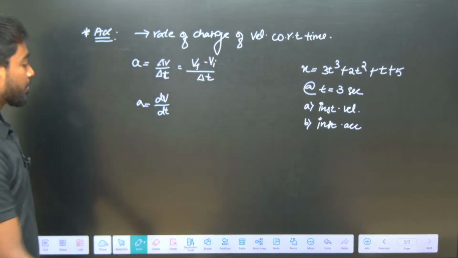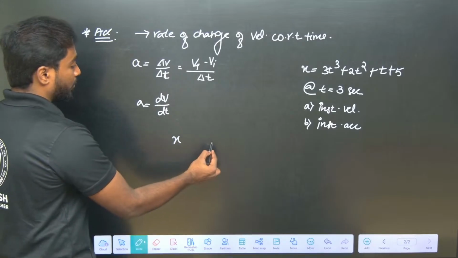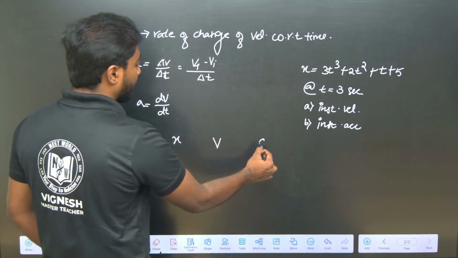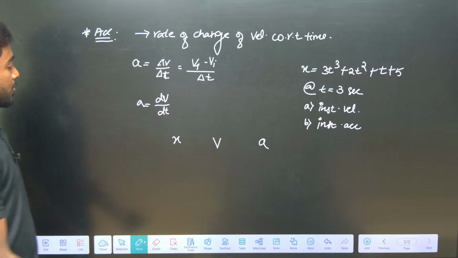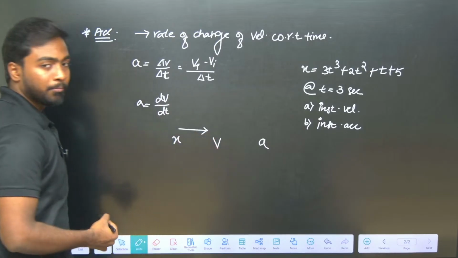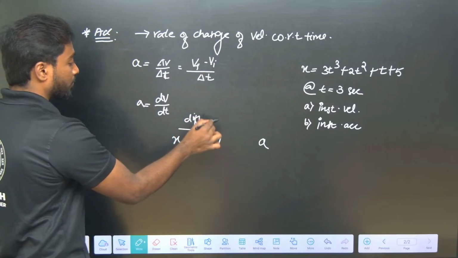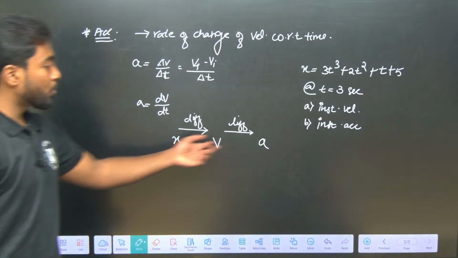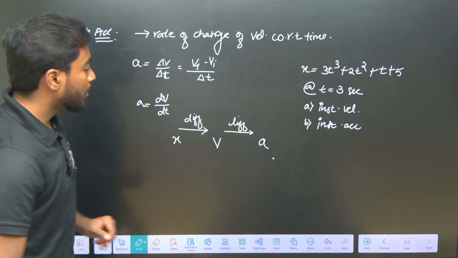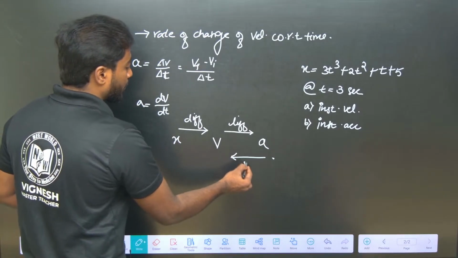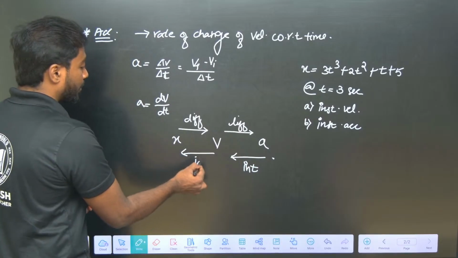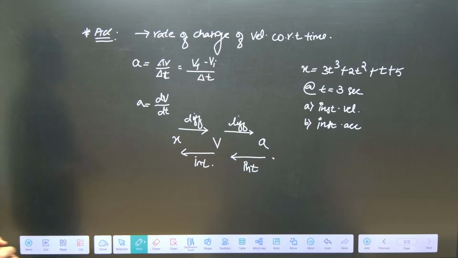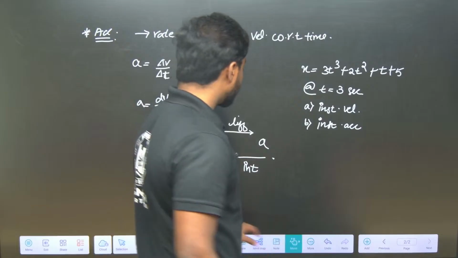Here is the trick. Let me take displacement or position, velocity and then acceleration. From x to v, I need to differentiate. From v to a, again differentiation. So from x to a, double differentiation is needed. Similarly from a to v, integration, and v to x, again integration. If we follow this method, we can find the answer for the given questions.